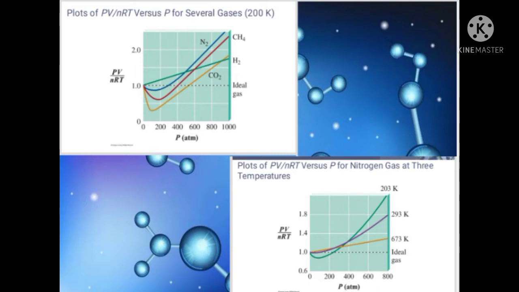So the second graph shows nitrogen gas at three temperatures. On the PV over nRT axis, we have 0.6, 1.0, 1.4, 1.8. And on the lower part, P in atm, we have 0, 200, 400, 600, and 800. The ideal gas is also level at 1.0. And we have 673 K, 293 K, and 203 K. So those are the graphs.